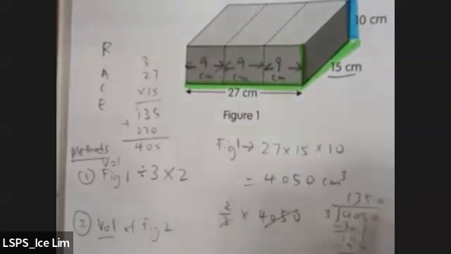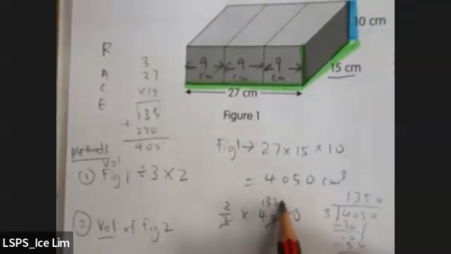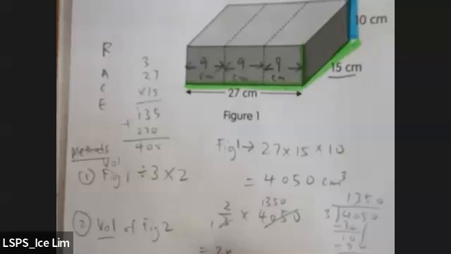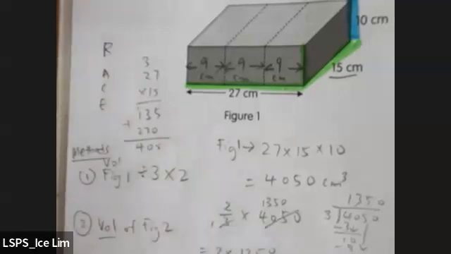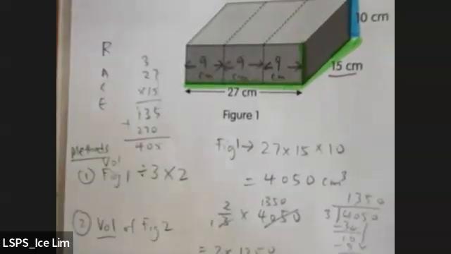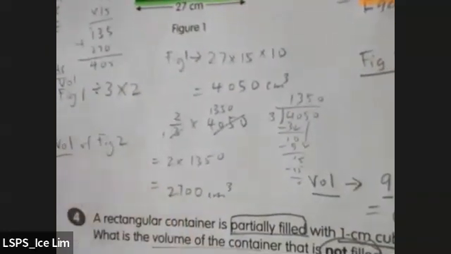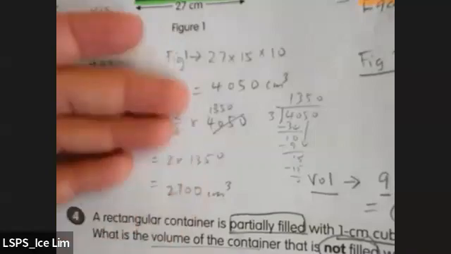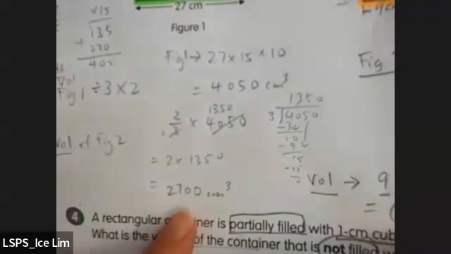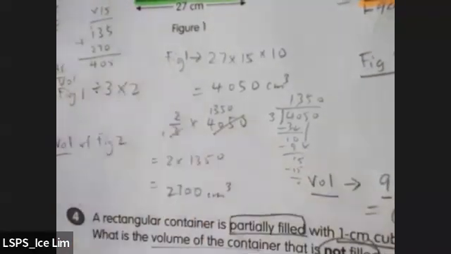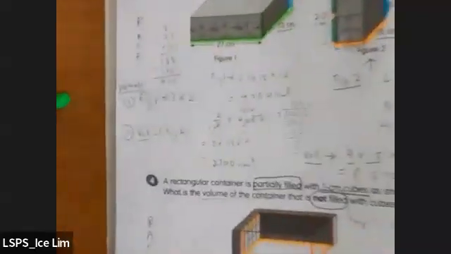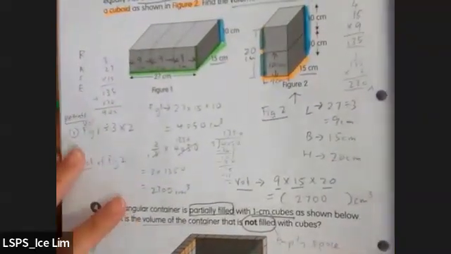Okay. Times 2. 1350 times 2 gives 2,700. And you see that the answer is the same. So you see, this gives you additional steps, but it gives you the same answer as well. Also 2,700.